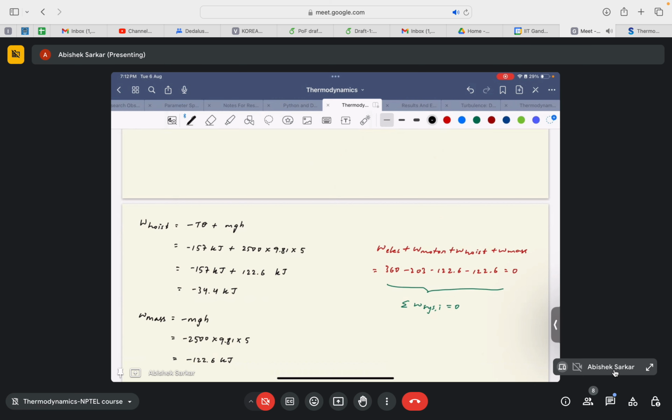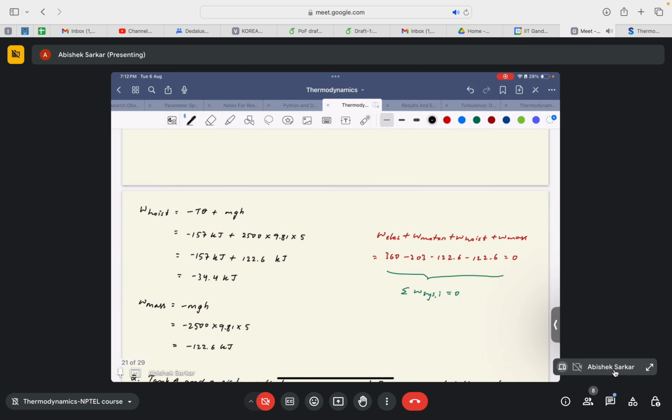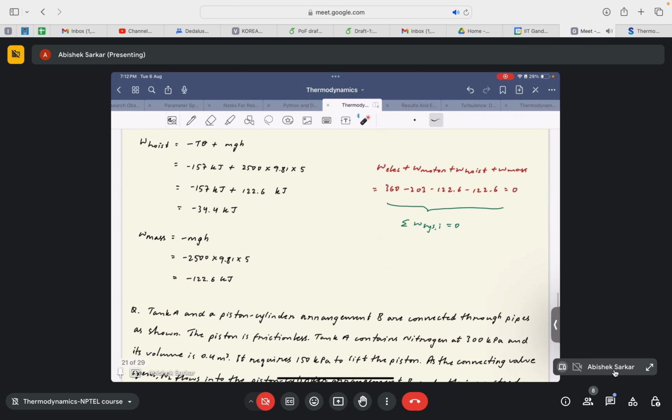Again, you can clearly see that the negative sign basically tells us that there is a net work input to the hoist mechanism. Okay. Similarly, the work done by the mass would be negative entirely. Why? Because the mass is initially stationary and it is being lifted up by the hoist mechanism. So work is done on the mass. So the net work on the mass will be minus 122.6 kilojoule. This is basically mg into h.